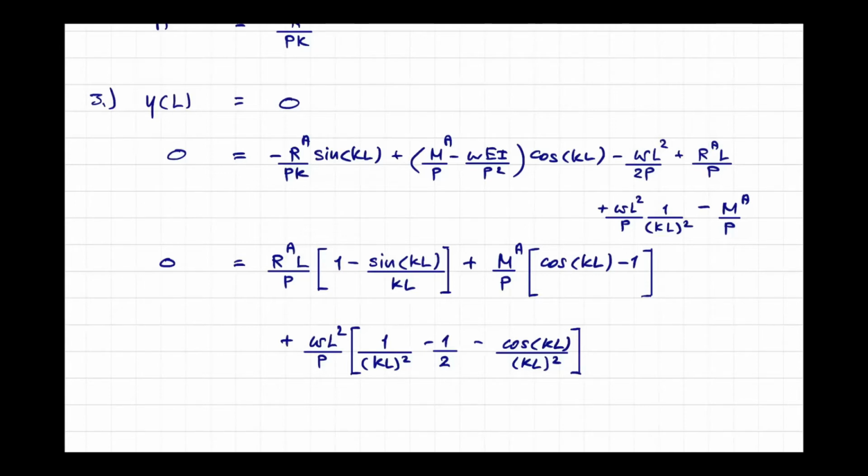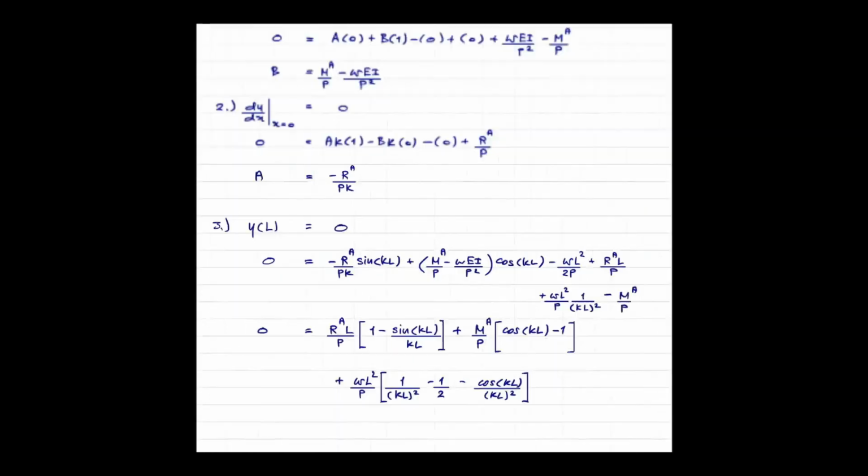1, 2, 3. Three terms for W, two terms for RA, and two terms for M. Okay, that looks good. Well, we're going to have to name these terms.